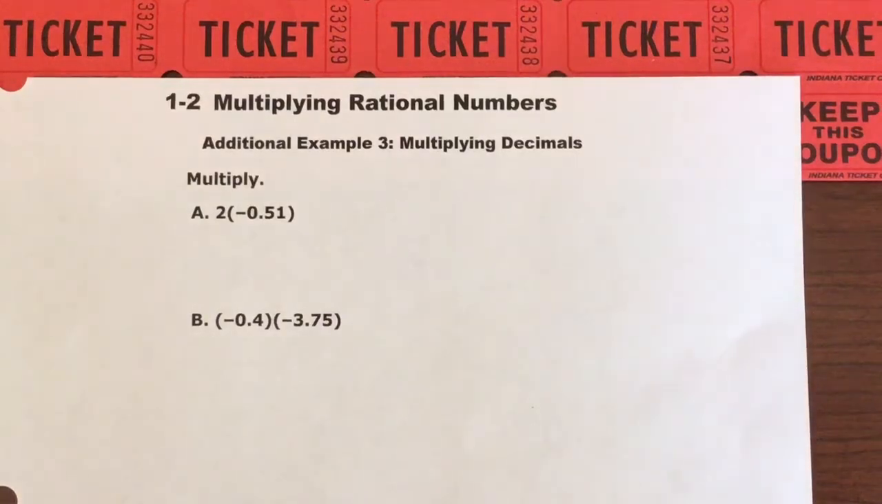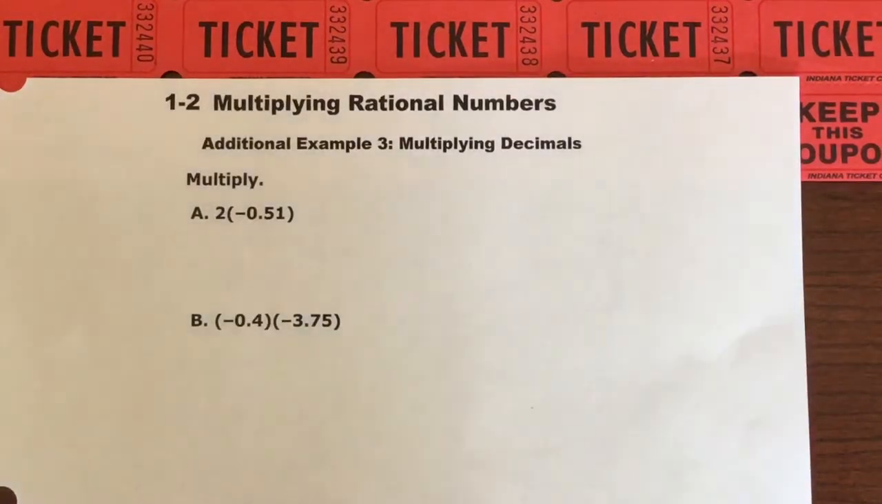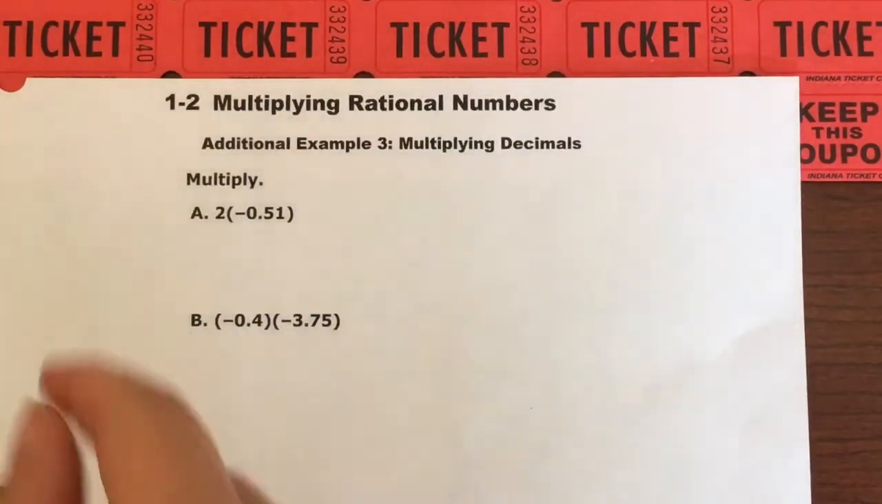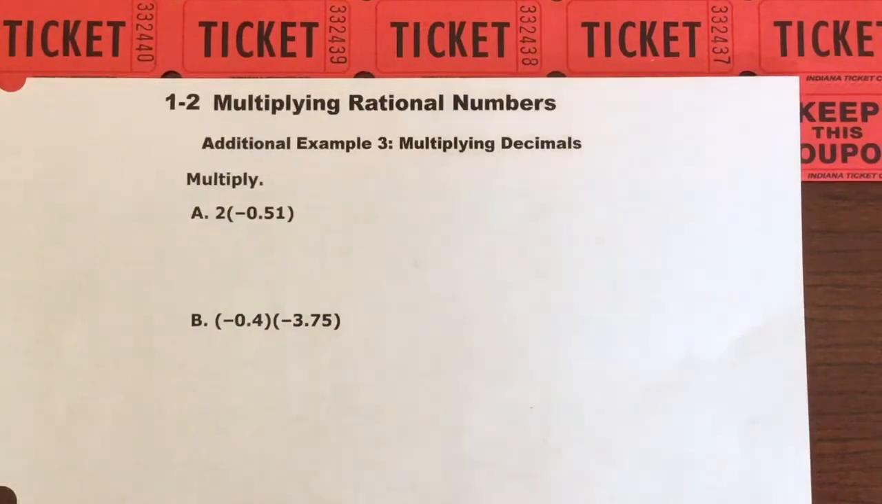Hey class, we are back and we are multiplying rational numbers. So we're looking at example 3 now. Now this is different. These aren't fractions. This is 2 times negative 0.51. And we're going to be multiplying decimals.